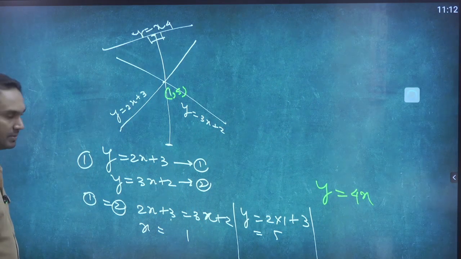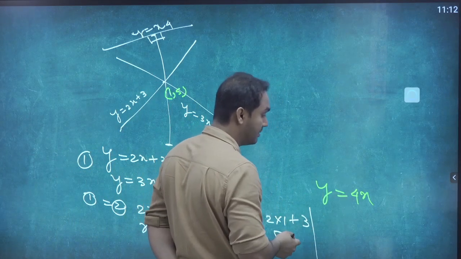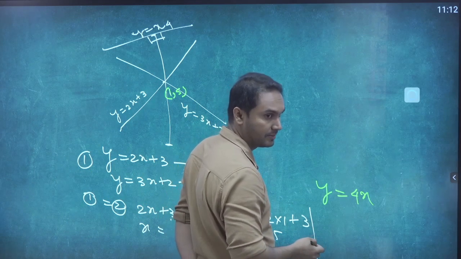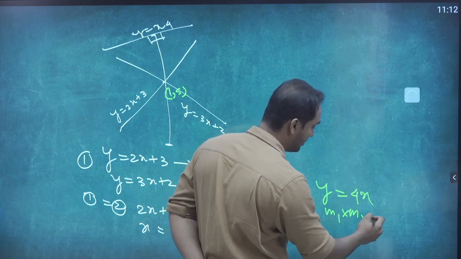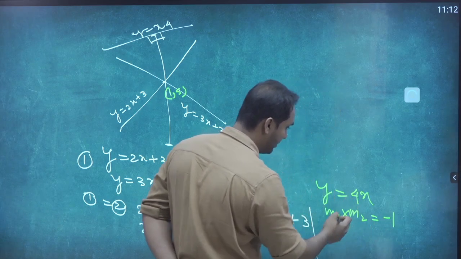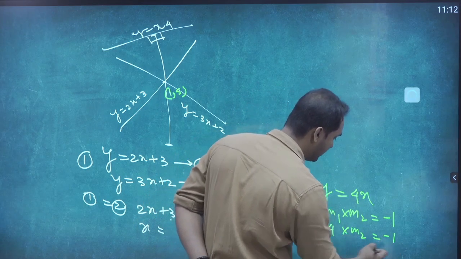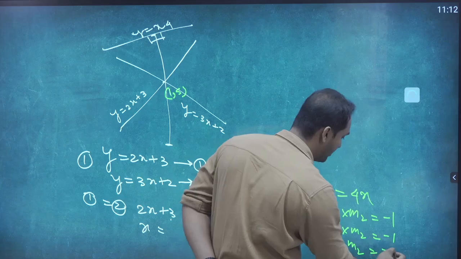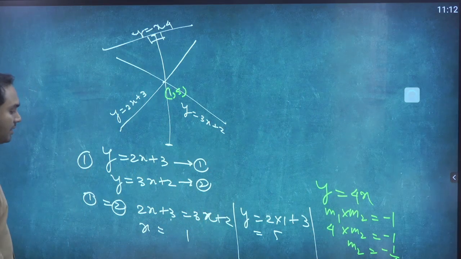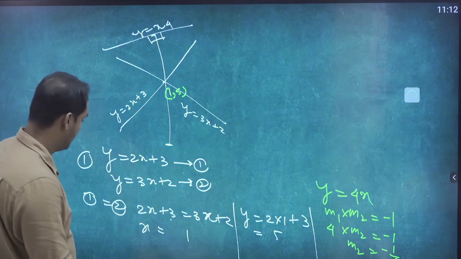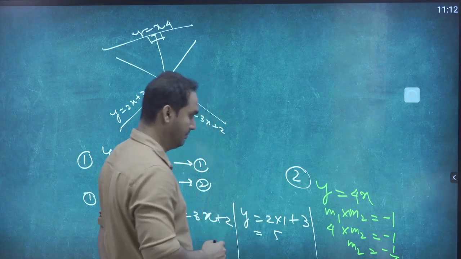We can take it directly from that. And the minus reciprocal of this will be the gradient. So m1 into m2 equals minus 1. Now this is 4 into m2 equals minus 1. Then m2 will be 1 over 4. You have the gradient as well now. This is the first step, this is the second step.